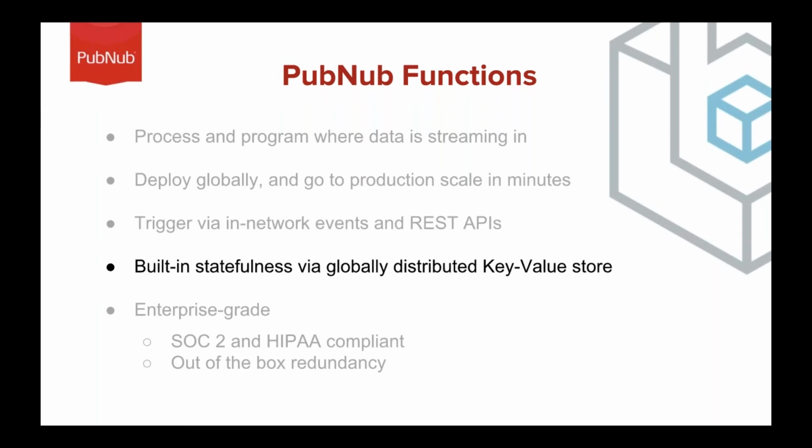This allows you to go to production scale in minutes, and we run your code globally so that you have low latencies everywhere around the globe. You can trigger PubNub Functions via in-network events, such as a publish message to the PubNub network, or by making HTTP calls and triggering REST APIs.